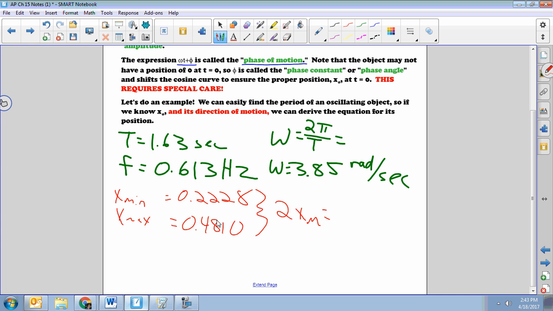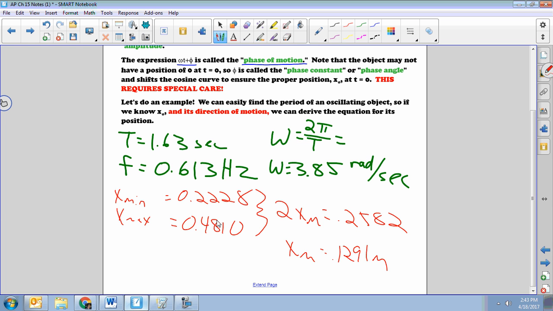No, let's see what we got. Let's see, 0.481 minus 0.2228. So you got 0.2582, which means that our x max is half of that, right? So 0.1291. Okay, so now I know my x max.